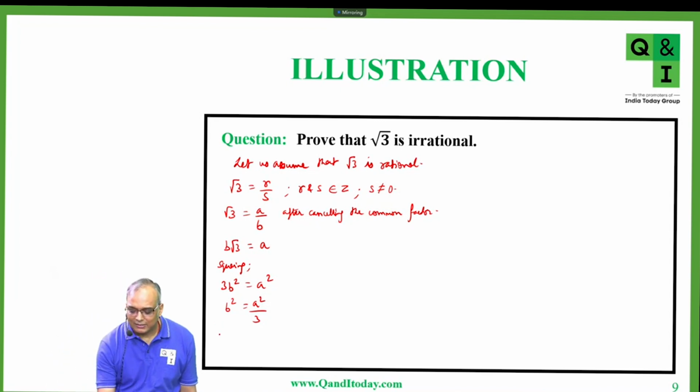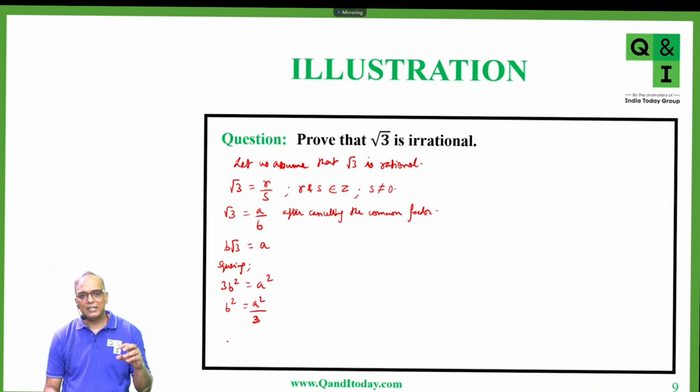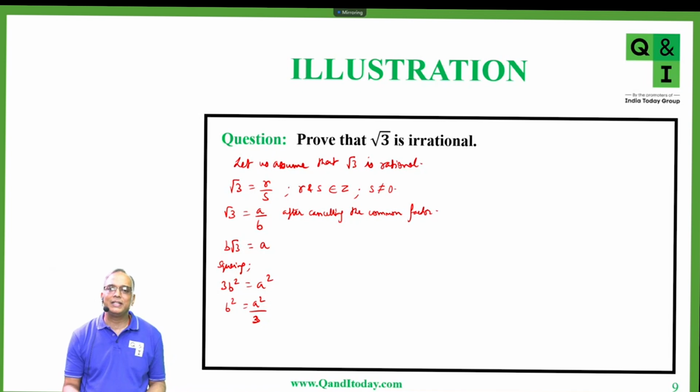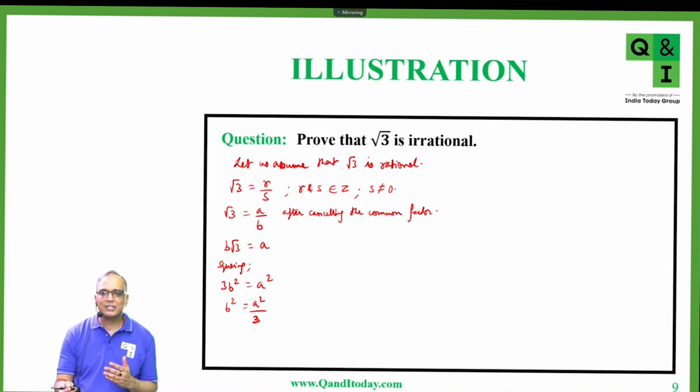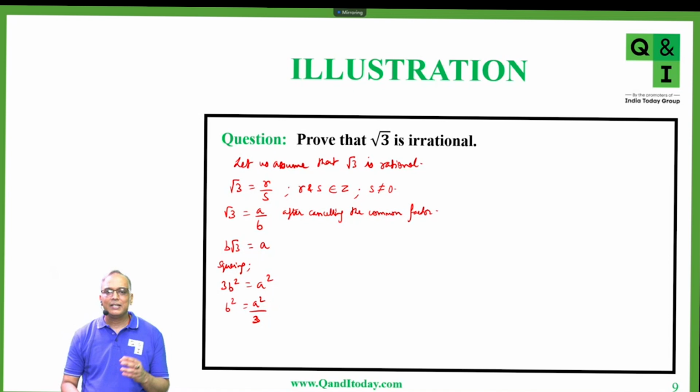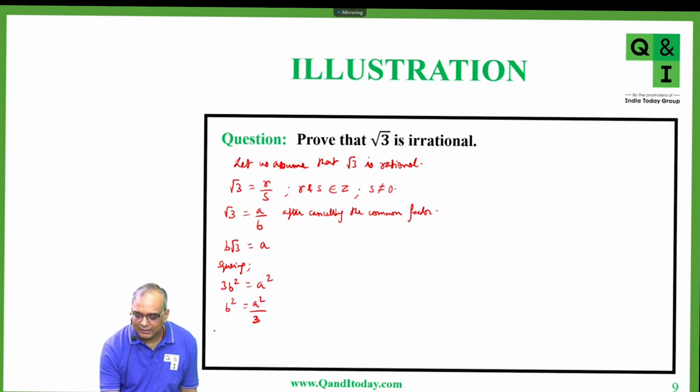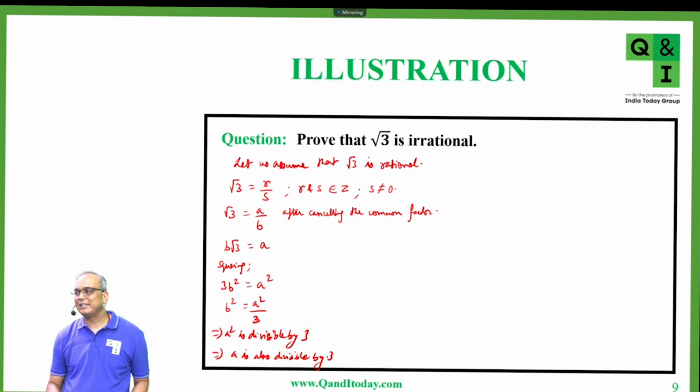Now, since b is an integer, b square will also be an integer. A square by 3 will have to be an integer because then only you can equate these LHS and RHS. That means a square is divisible by 3. This implies a is also divisible by 3. Right? Till this point it is clear, students?